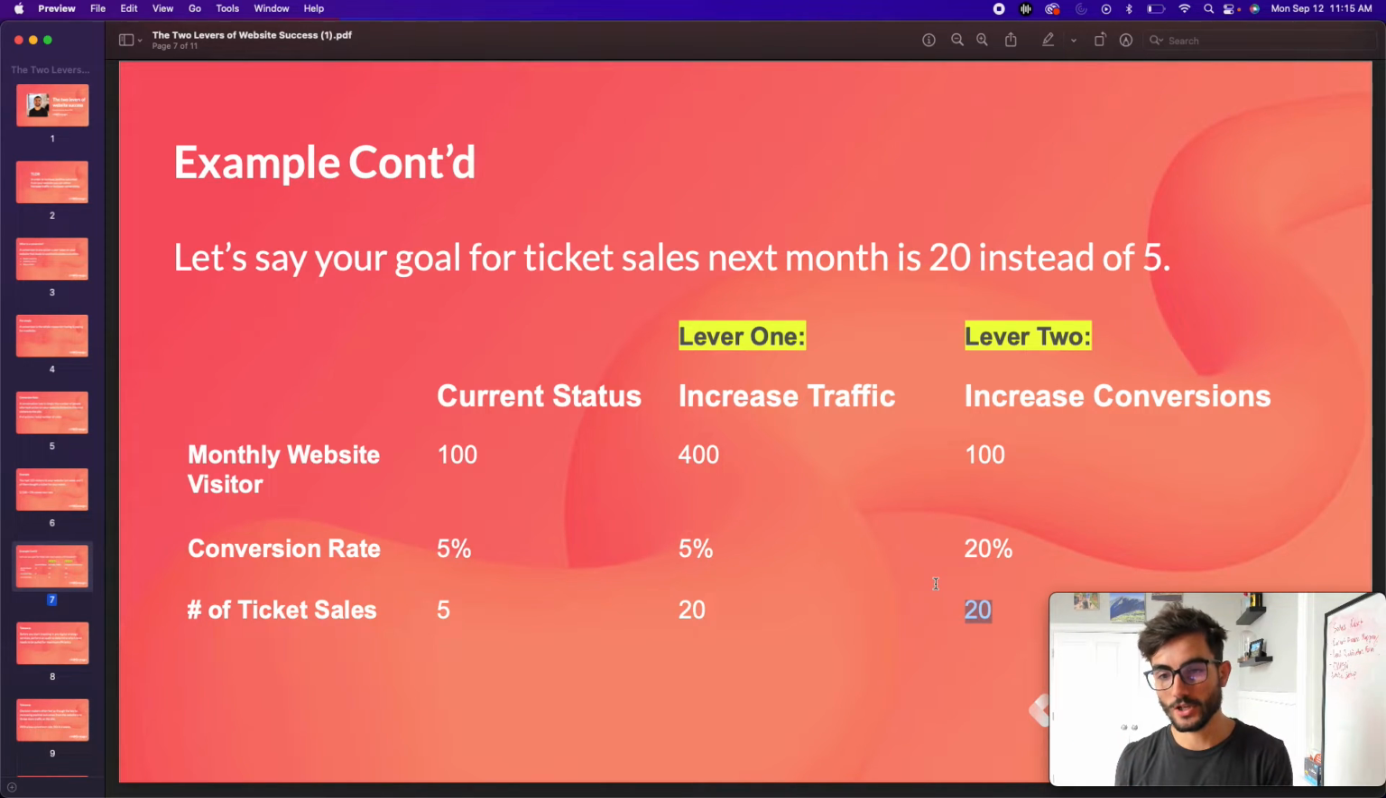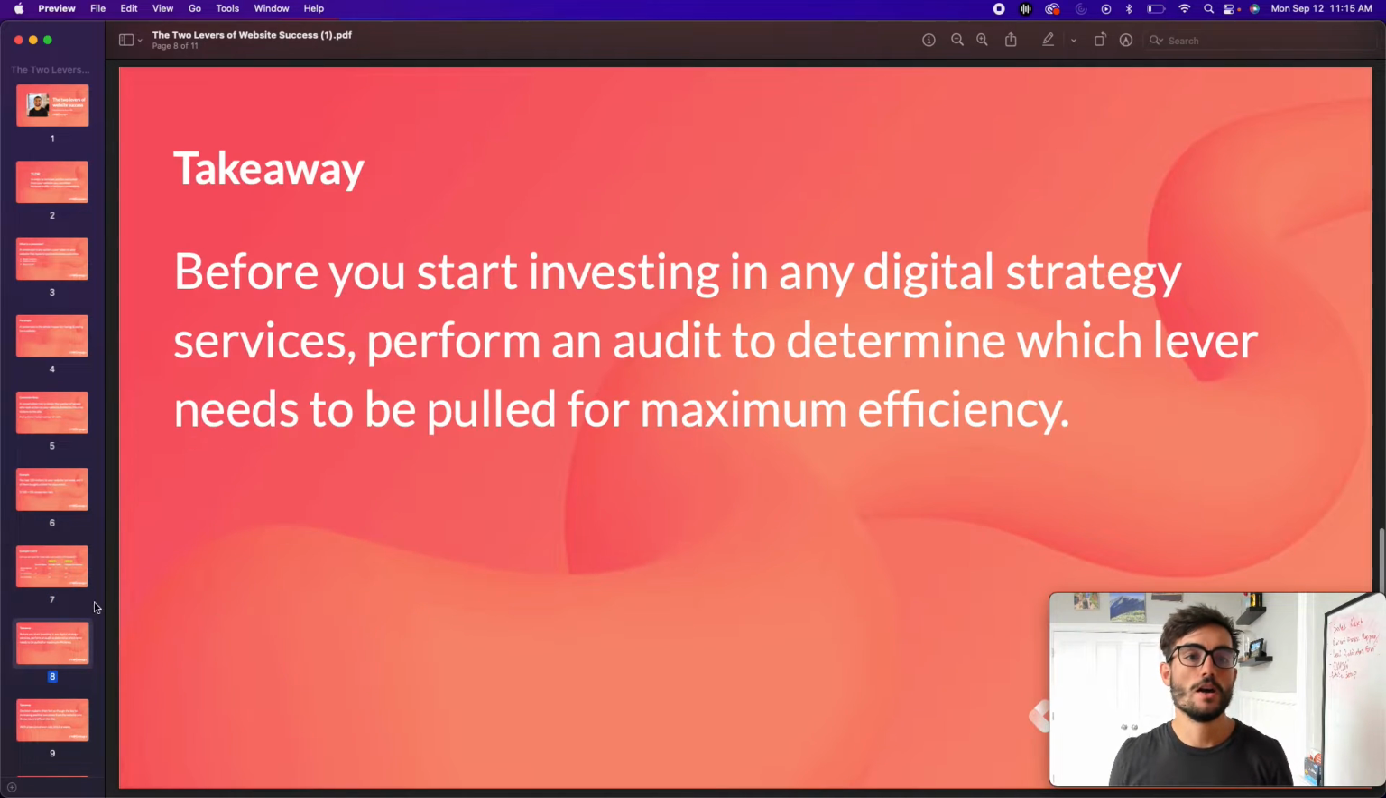You went down the increasing conversion route instead of the increase in traffic route. Both led to the same outcomes. That doesn't mean they're both created equal or there's not an order that should be followed or takeaways here. So first takeaway is that before you start investing in any digital strategy services, you should be performing an audit to determine which levers need to be pulled for maximum efficiency.